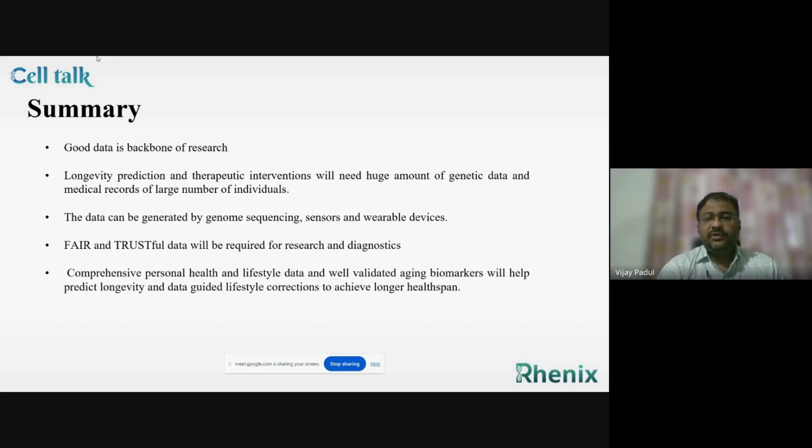And this is not only true for research activities in large population groups, but for an individual also. If the individual wants the new research findings to be useful for his own benefit, then the person should make a habit of storing his data, all the medical records, etc., so that will be useful for his own health prediction and also for longevity prediction.